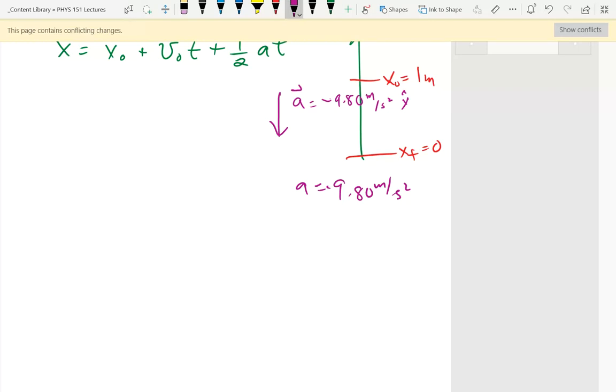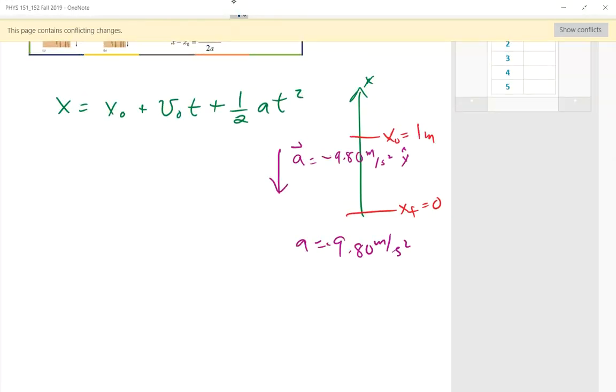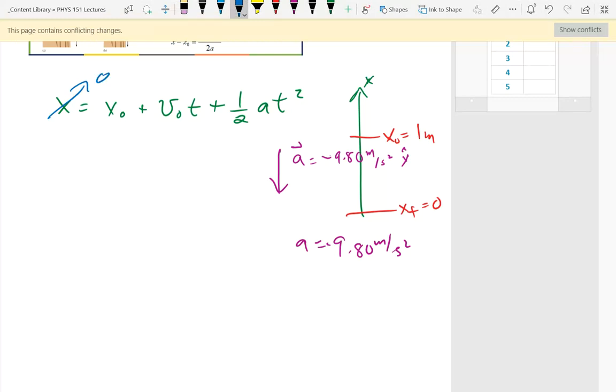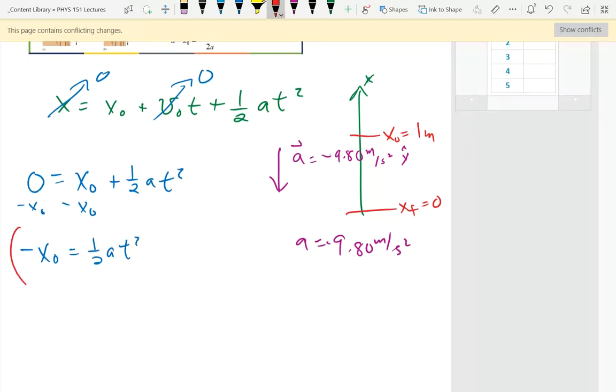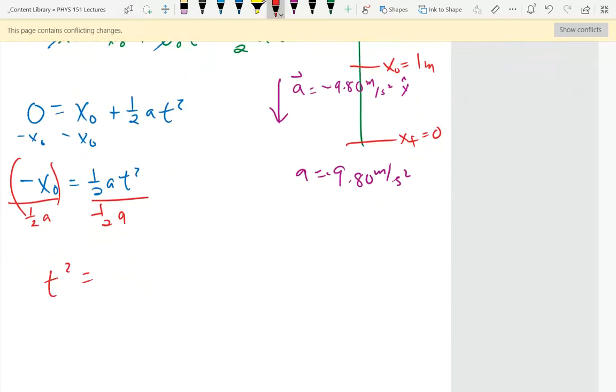So if I take this equation and I solve it for our given situation, my x final was 0, my x initial was 1, my v initial was 0. I'm only putting in the zeros right now. If I want to solve that for time, I'll have to subtract x0 from both sides. So I have minus x0 is equal to 1/2 a t squared. Then I need to divide everything by 1/2 a. And so I'm left with t squared is equal to, if you divide by 1/2, that's the same as multiplying by 2, so minus 2x0 over a.